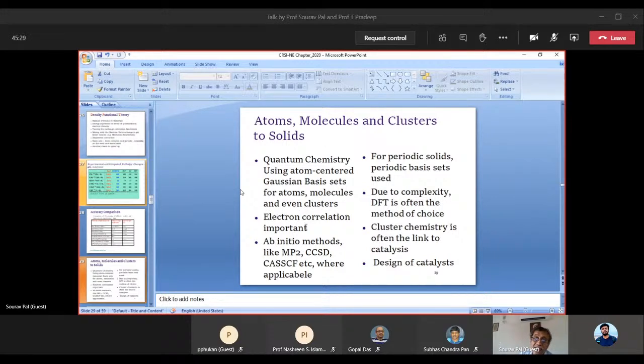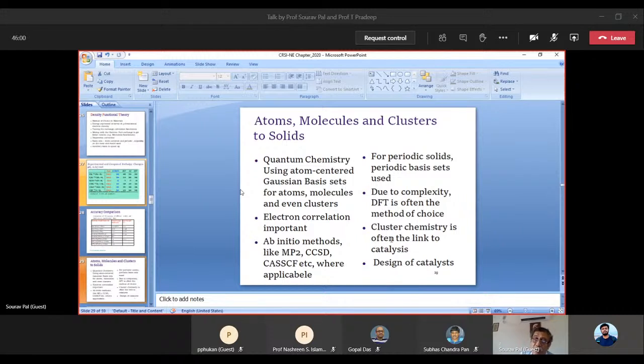But we have also realized here that the electron correlation is very important. So one has to look at ab initio methods like second-order perturbation theory, coupled clusters, Gauss SCF, complete active space, self-consistent field, wherever applicable. For periodic solids, you can integrate these methods with the periodic basis sets. But very often, for solids, because of the complexity, you can't use wave function-based methods. As I talked about, you have to use what is called the density functional theory.